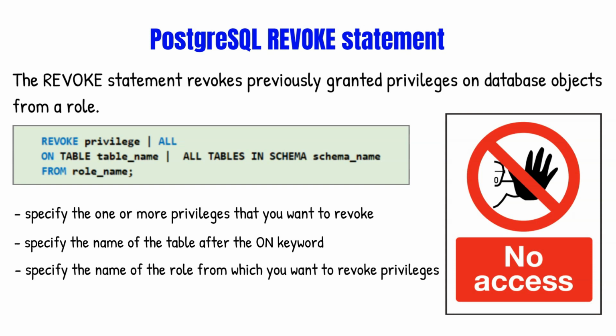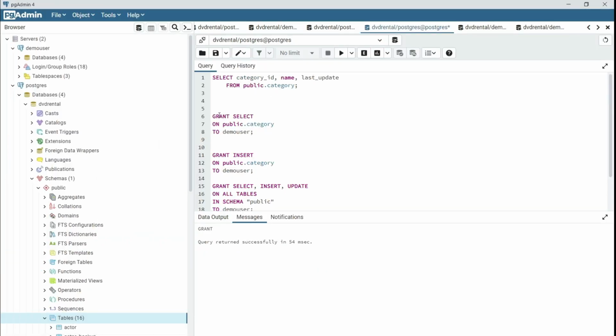So let's take a look at a quick demo of how you would revoke privileges from a user on the database. So let's revoke the select permission from the demo user. Instead of using grant, just change the grant in your statement to revoke. And instead of using to, you specify from.